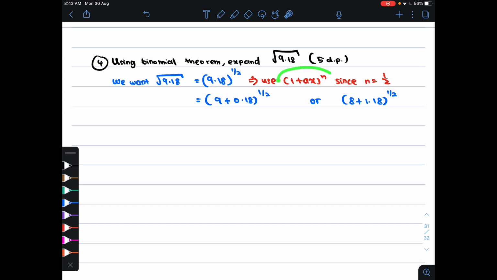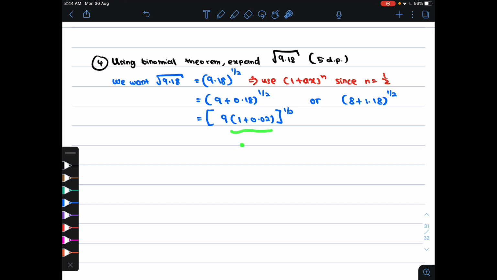So for this one, we need (1 plus ax) to the power of n. So we need 1 at the front here. But here we have 9. So I'm going to factorize out 9 from 9 plus 0.18. So this means that divide everything here by 9. So you get 9 times (1 plus 0.02) to the power of 1 over 2.